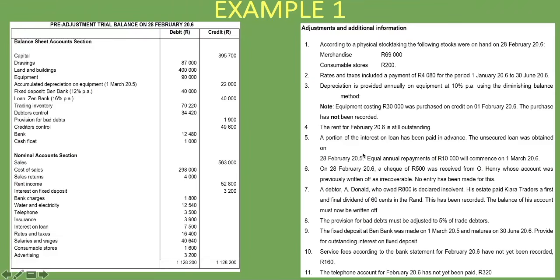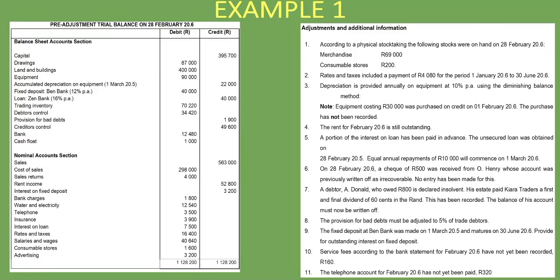We are told here a portion of interest on loan has been paid in advance. The unsecured loan was obtained on the 28th of February 2015. Equal annual repayments of 10,000 Rand will commence on the 1st of March 2016. What are they telling us here? They're telling us that we've actually paid for some interest on loan in advance. That means we have to calculate how much it is that we have paid in advance.